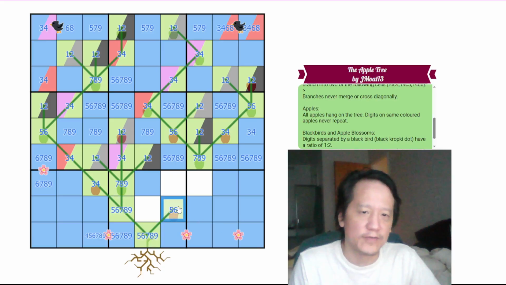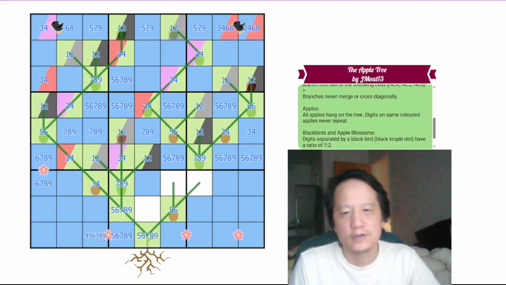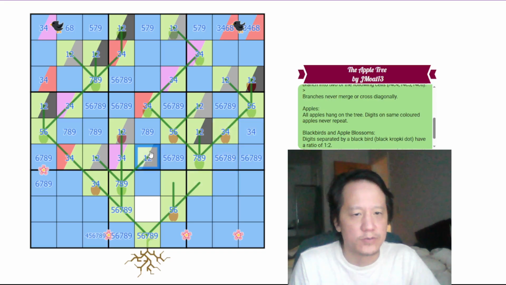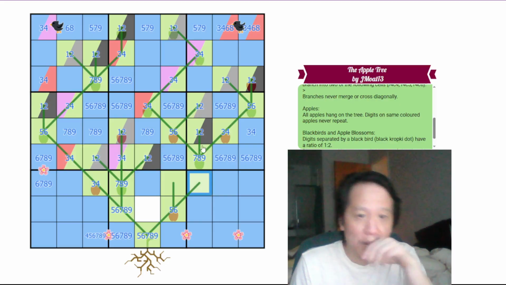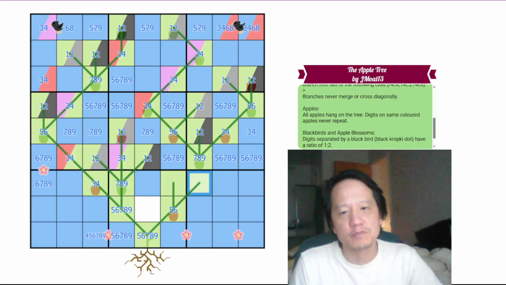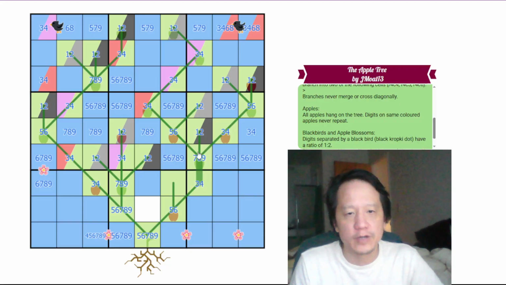This has to be 5 or 6 because of the uniqueness in the red apples. So because of that, only one of these can go up, right? Can't go up to here because there's no more you can go up to. These are all branches, so that's fine. This can't be 1 or 2, so this must be 3 or 4 and the one that's going up.